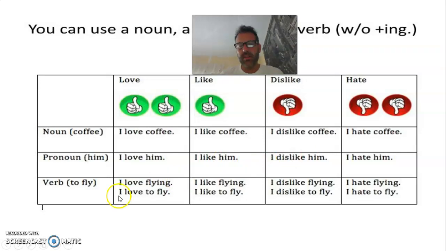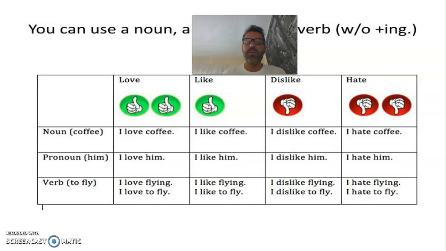But these are examples. And now with the verb, we're going to use to fly. You know, the birds flying. All right. So I love. In this case, I love flying. I love to fly. I like flying. I love to fly. I dislike flying. And I hate flying. I dislike to fly. I hate to fly.